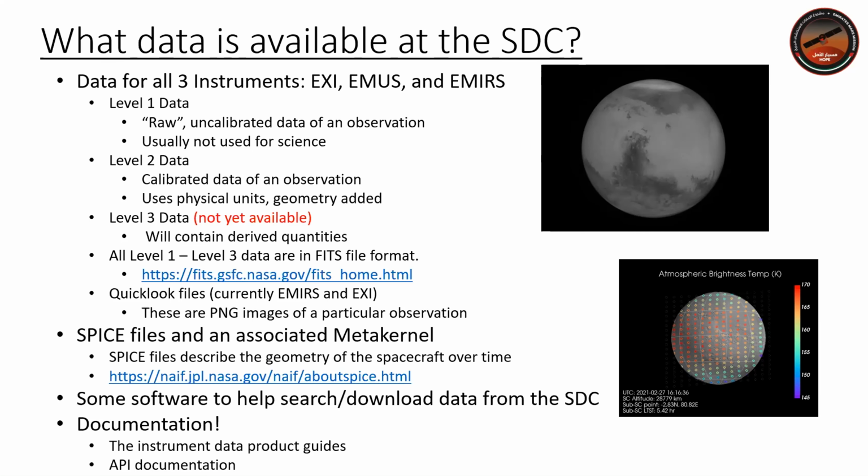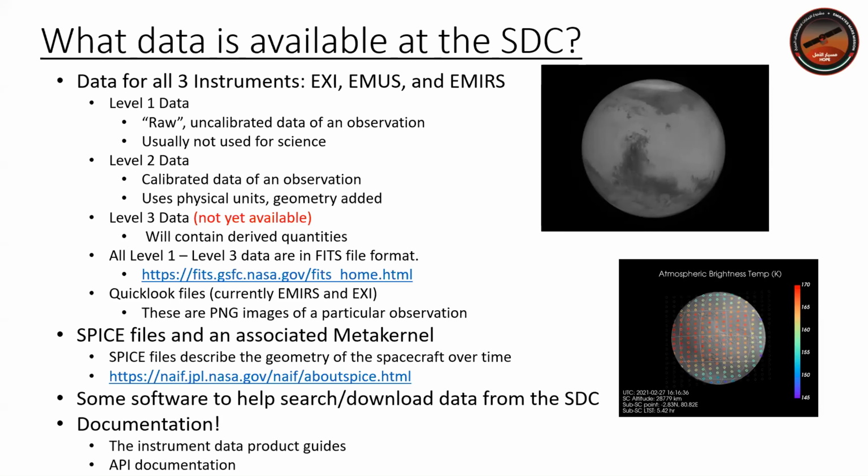Level 0 is basically the packet files that we receive from the spacecraft. Level 1 is raw data. It's uncalibrated and it's usually not used for science. Level 2 data is the next level up on the processing chain. At that point, the data becomes calibrated. It starts using physical units. Things like geometry are added. This is the typically used data level for doing science.